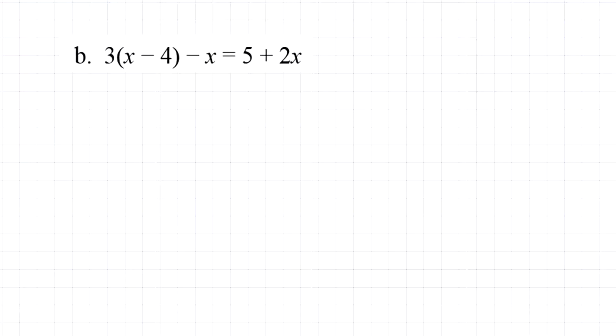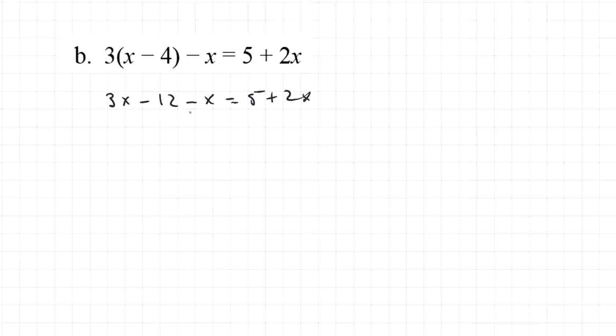Alright, B is also a linear equation. I know that it's linear because there are no cubes or squares or anything like that on the x in the equation. So I'm going to distribute and combine like terms. So I get 3x minus 12 minus x equals 5 plus 2x.